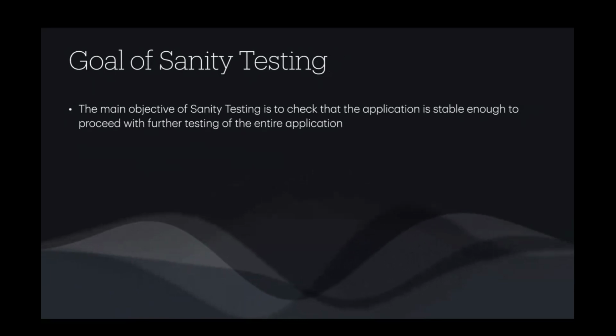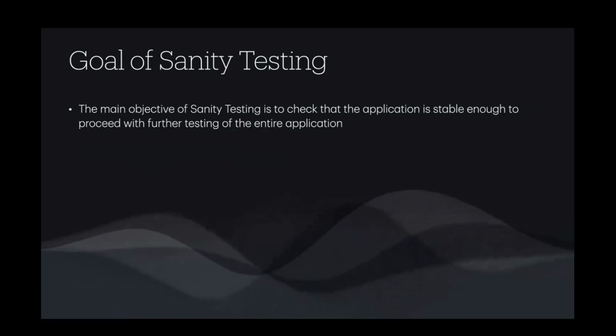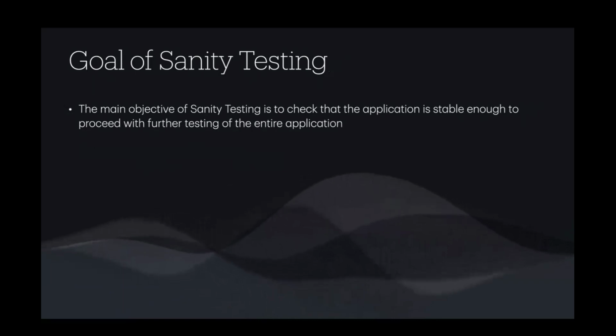What is the goal of sanity testing? The main objective of sanity testing is to check that the application is stable enough to proceed with further testing of the entire application. For example, in case of a banking application, a bug was fixed in the transaction window, which allowed user to withdraw amount more than there is available balance.